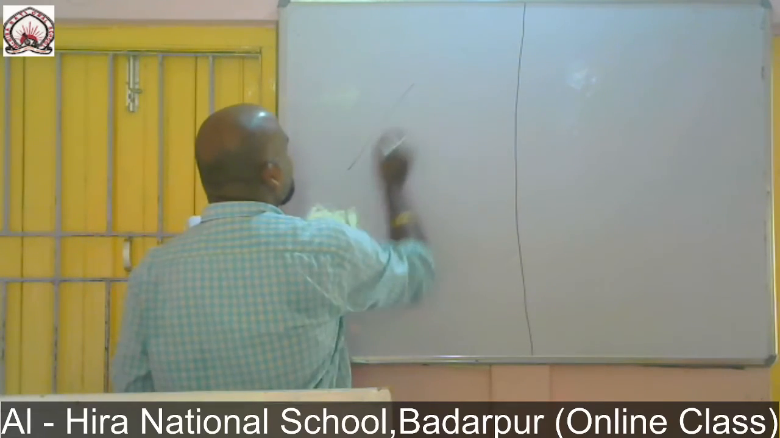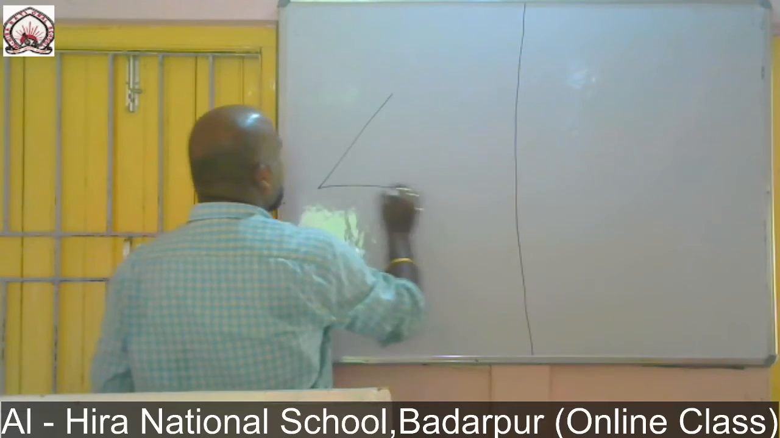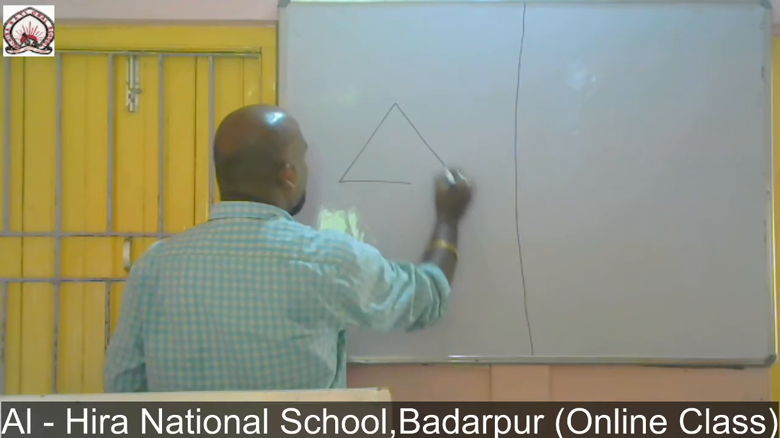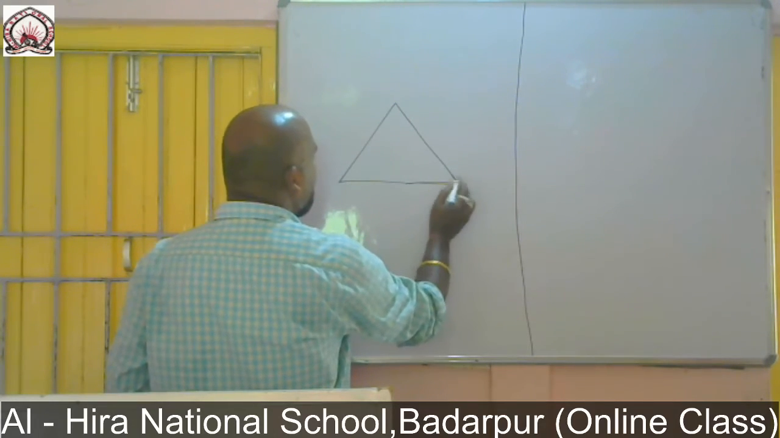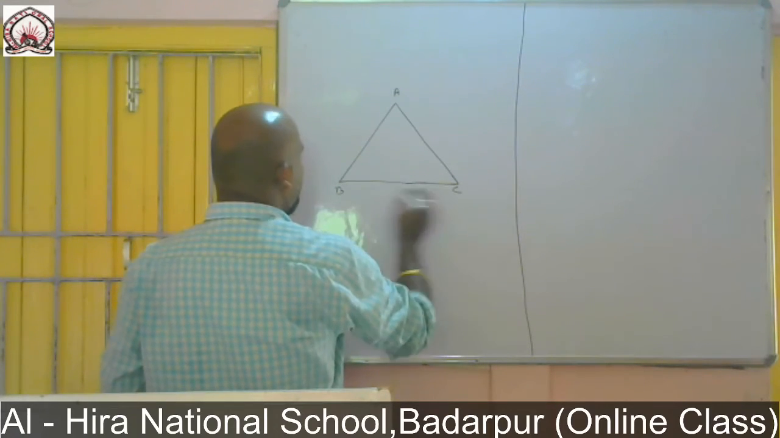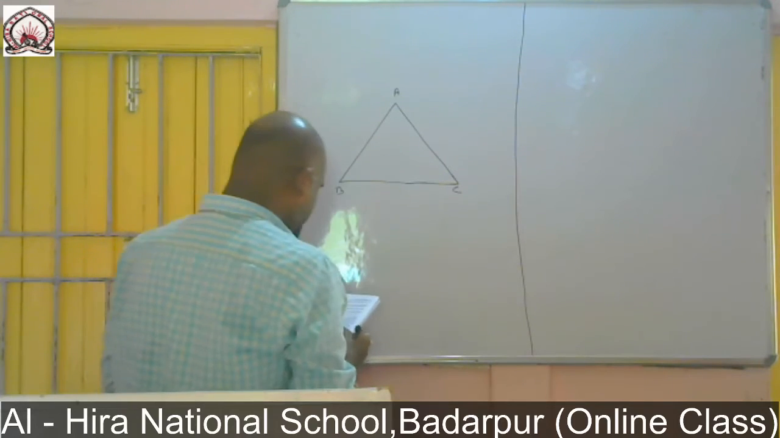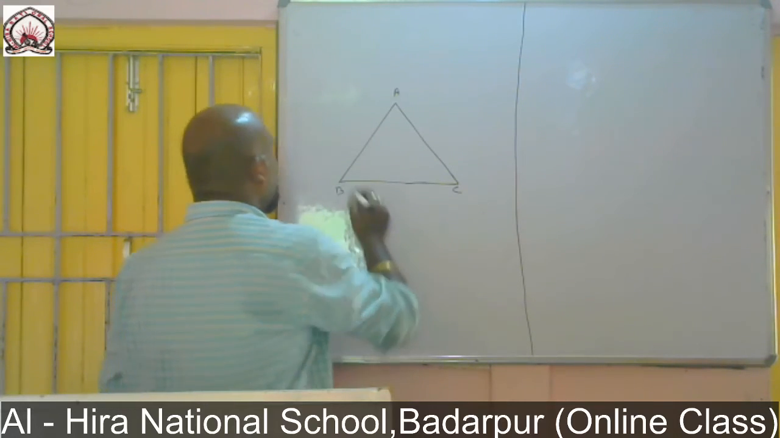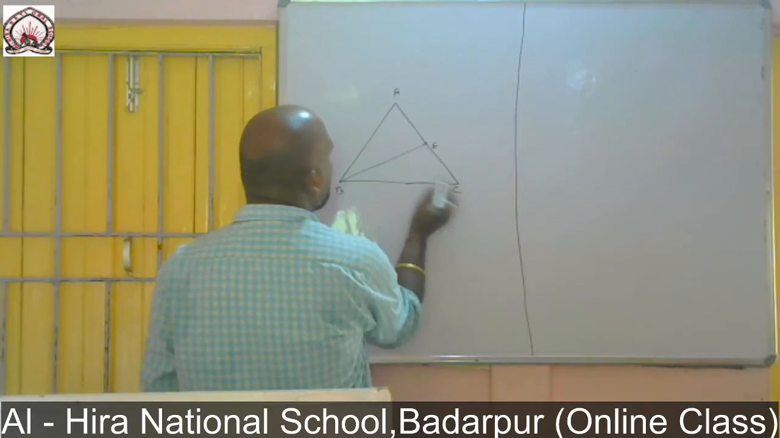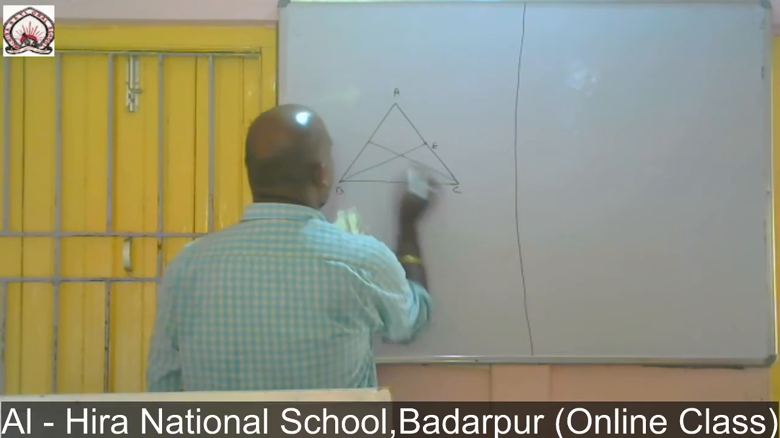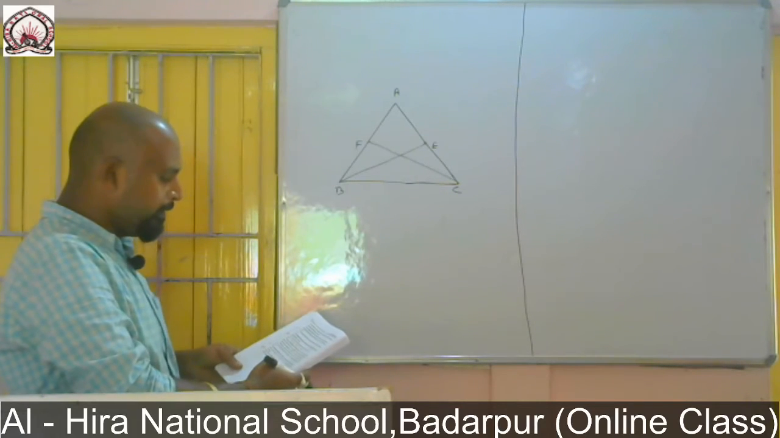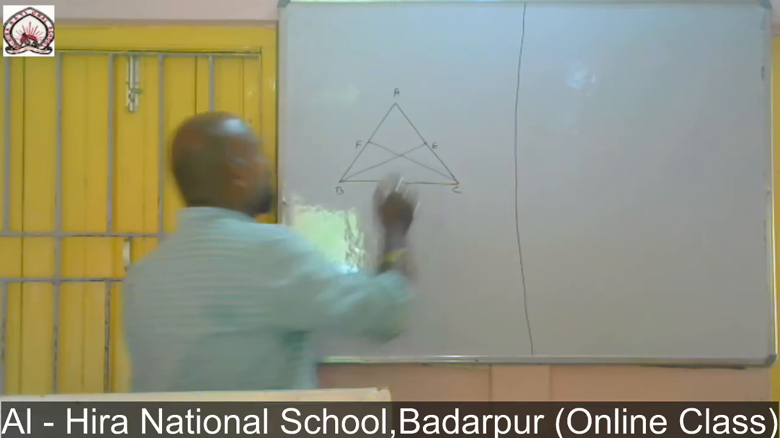Now first of all we have to draw a triangle. Let us consider ABC be the required triangle, and this is a median, this is another median. And the medians BE and CF are extended. Now they are extended.